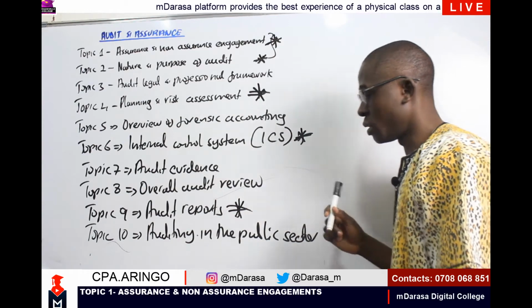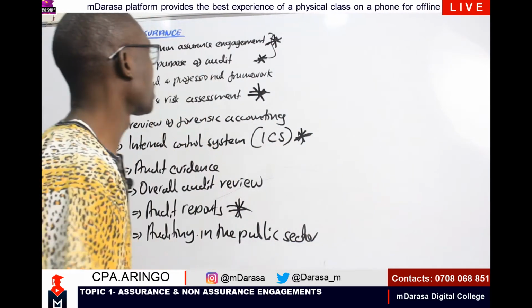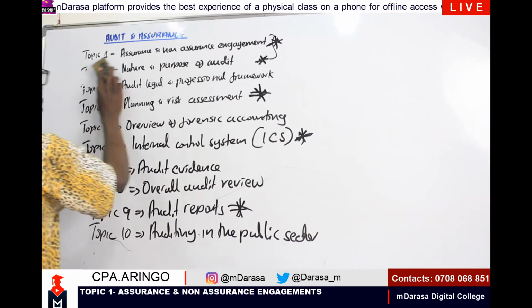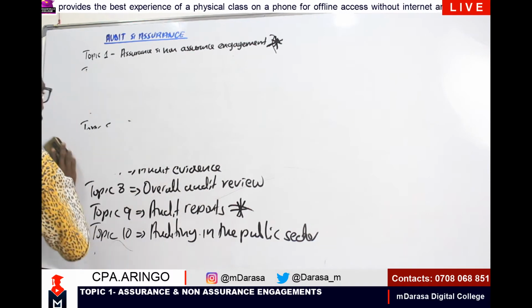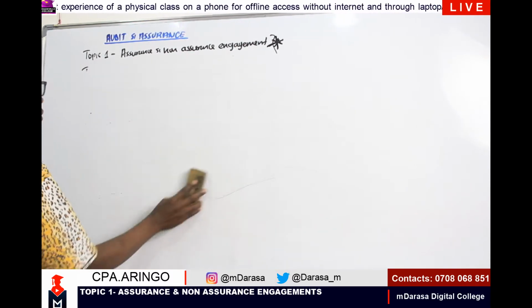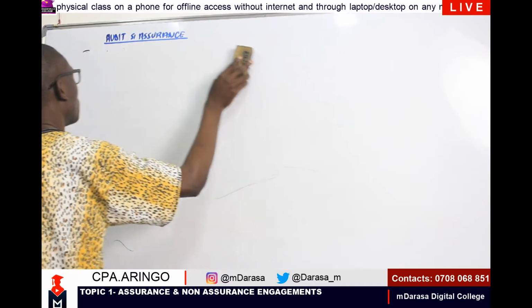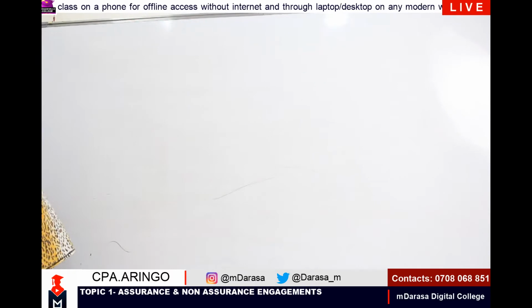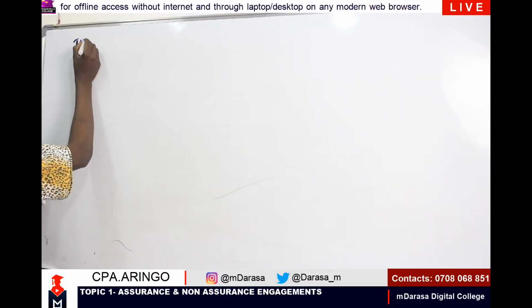So in our class today, I want us to handle topic number 1. This is assurance and non-assurance engagement. And we've marked it with an asterisk, meaning that it is a very important topic that we must always have at the back of our mind. Assurance and non-assurance engagement. We are talking of topic 1.